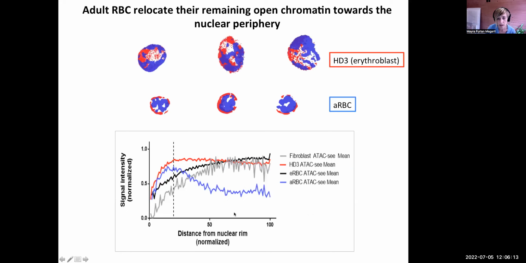We confirm this by quantifying the signal along the diameter of the nuclei. And again, you can see here in blue how the signal is higher at the periphery in adult red blood cells, and then it decreases, which is the contrary of what can be observed for the rest of the cell lines, confirming that indeed the euchromatin in adult red blood cells is localizing towards the nuclear exterior.